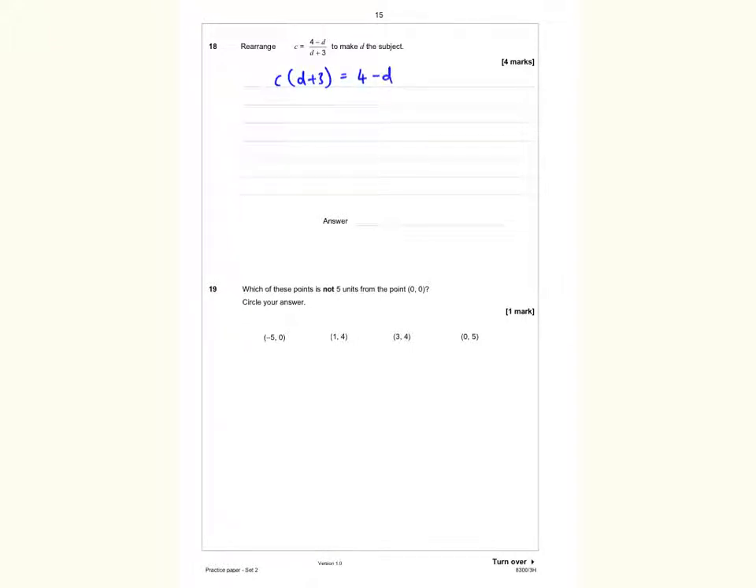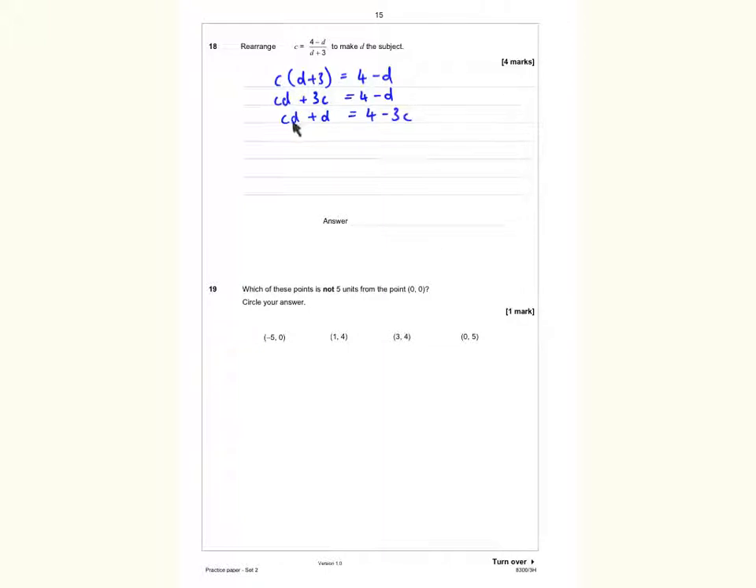Now if I was to multiply this out, because I can add D to both sides, but I still need to bring it together somehow. So let's multiply this out. So CD plus 3C is equal to 4 take away D. Now I'm going to add D to both sides. So everything in D, I'll bring to one side, and the 3C, I will take to the other side. So subtract 3C from both sides and add D to both sides. That will give me CD add D equals 4 take away 3C.